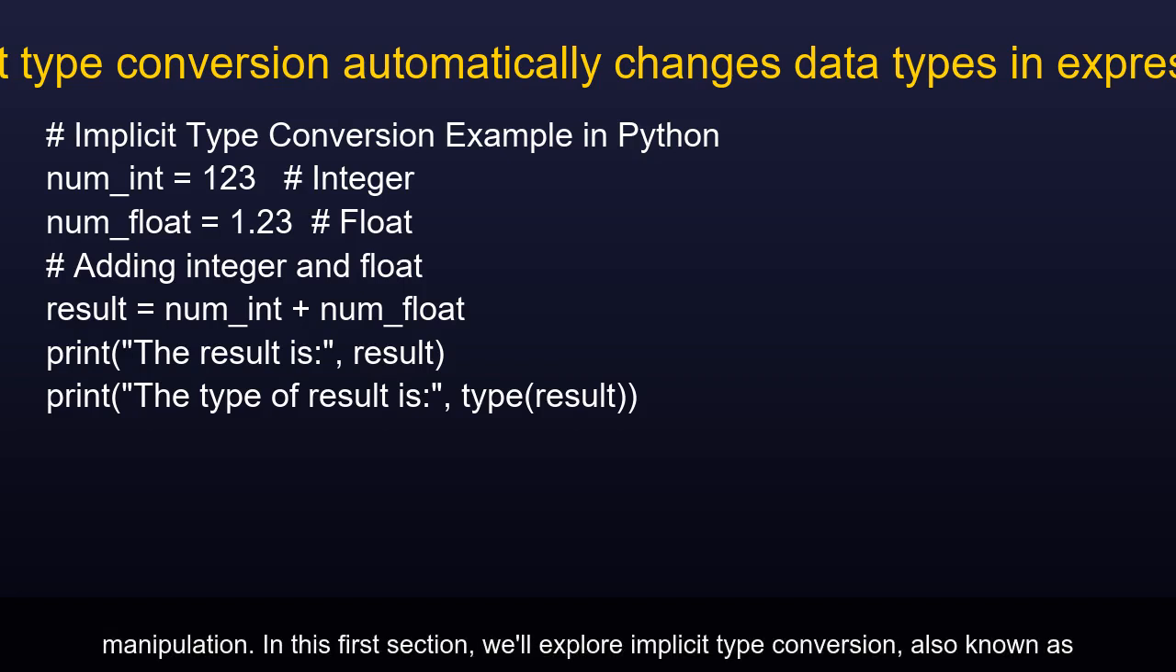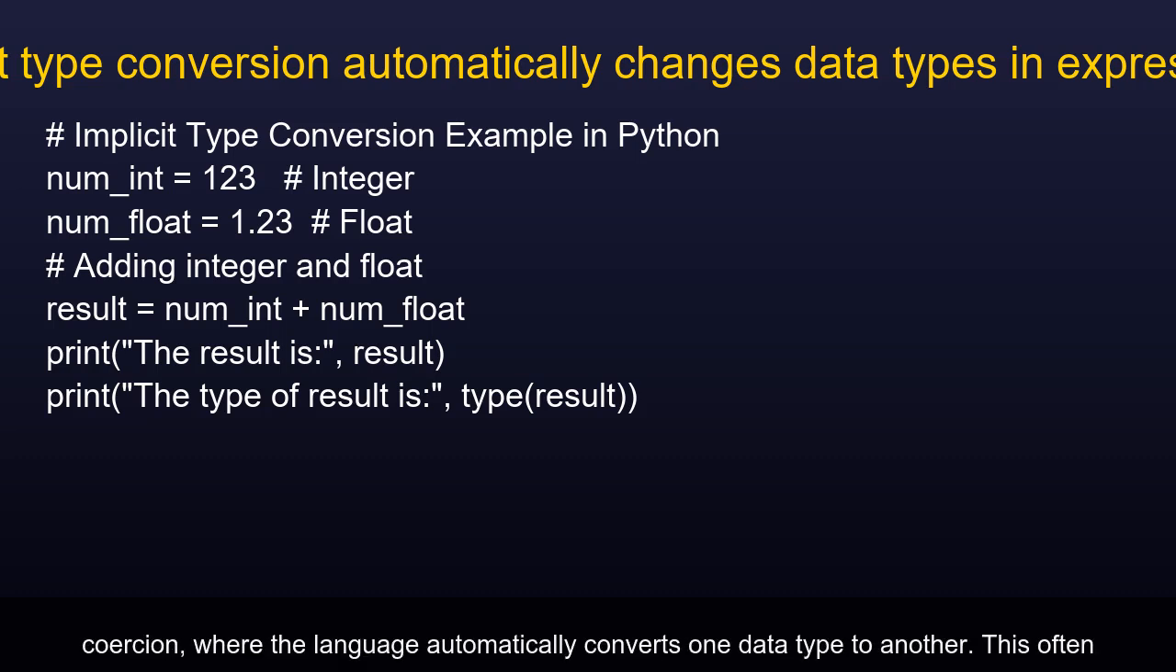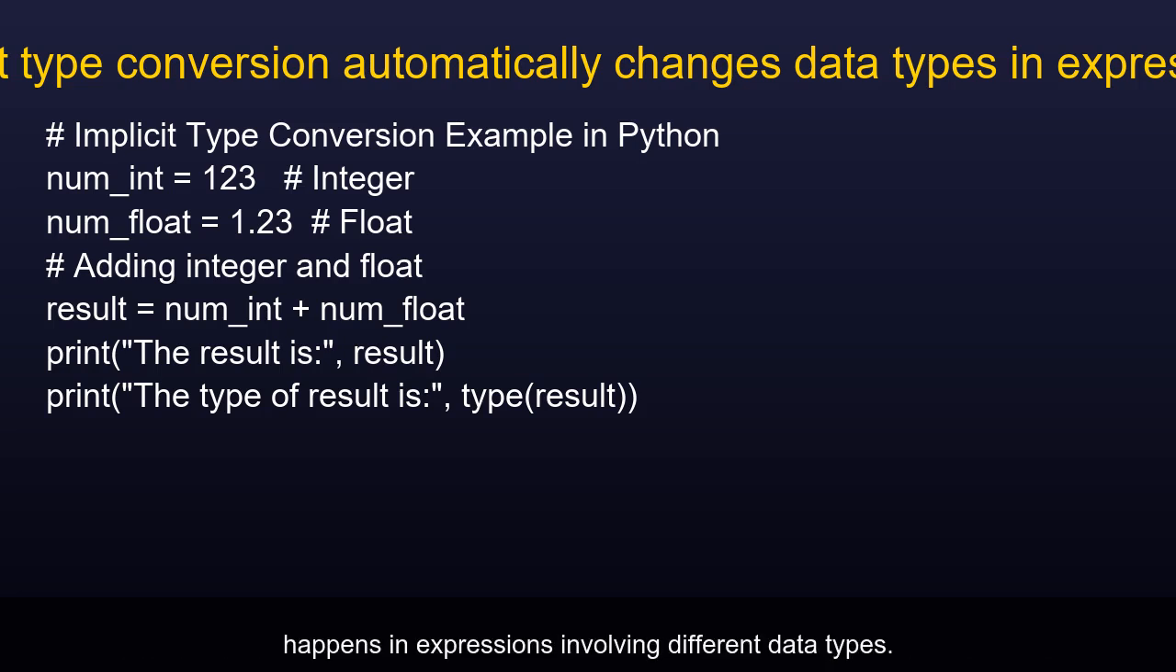In this first section, we'll explore implicit type conversion, also known as coercion, where the language automatically converts one data type to another. This often happens in expressions involving different data types.